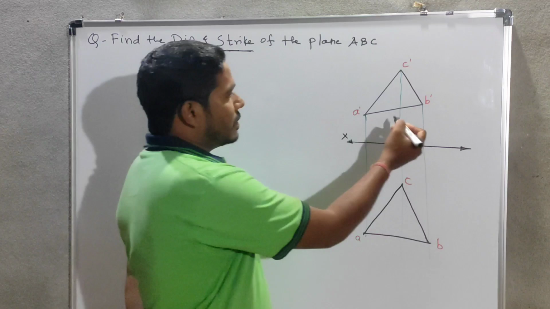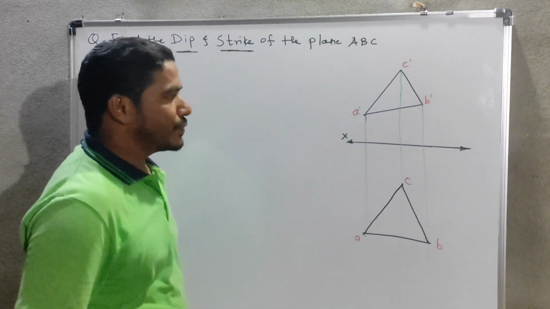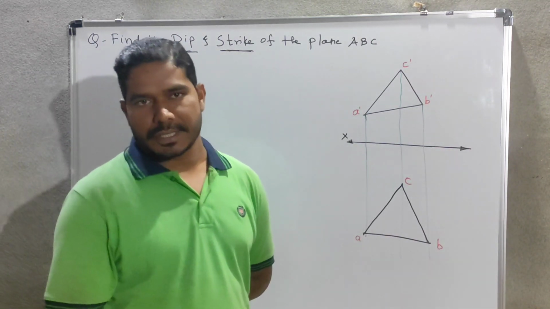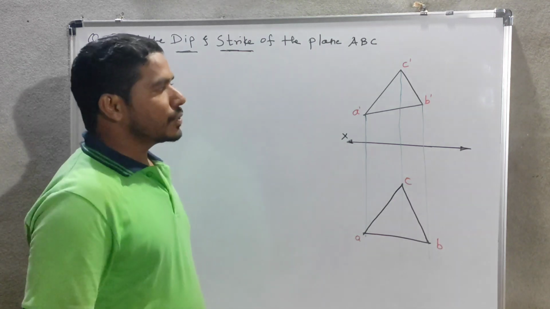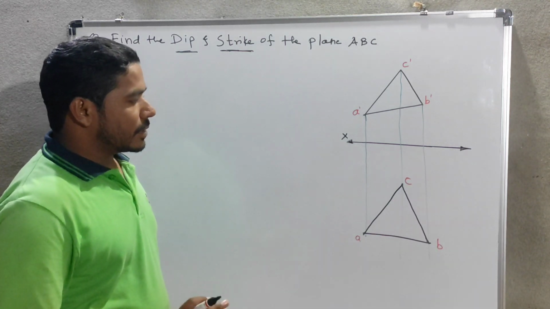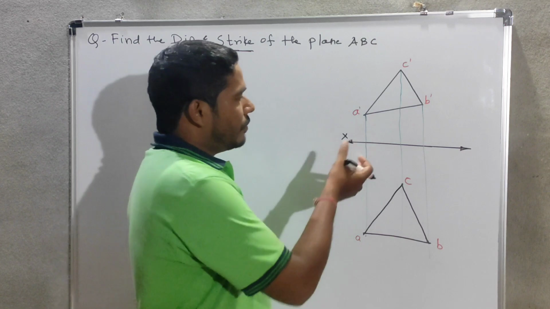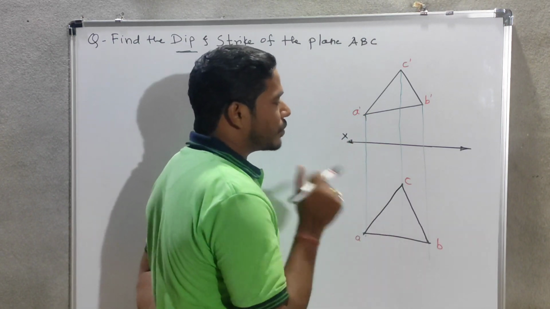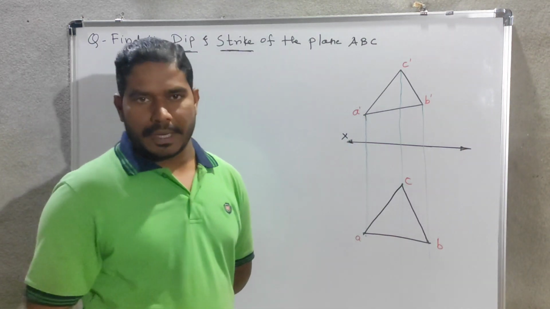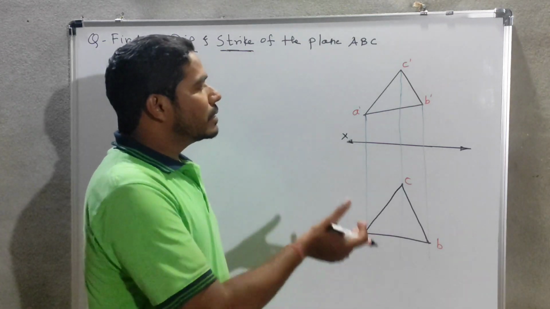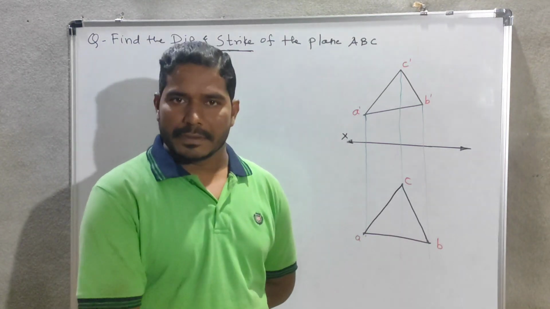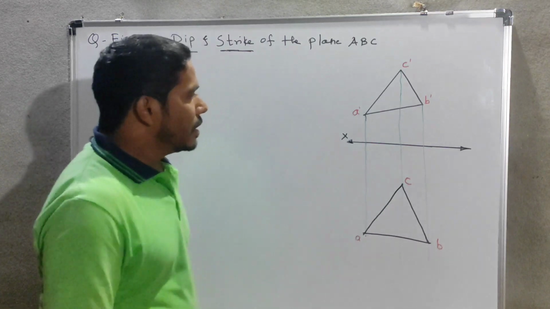Okay, so this is a plane ABC, of which we have to find out the dip and strike. Here, in the question figure, they are giving the front view and the top view of the respective plane, and we have to find out the dip and strike of this plane. Okay, so we'll start.